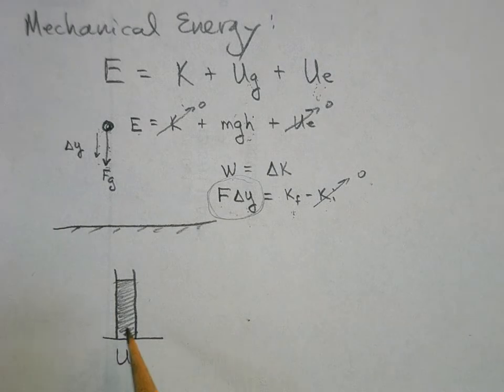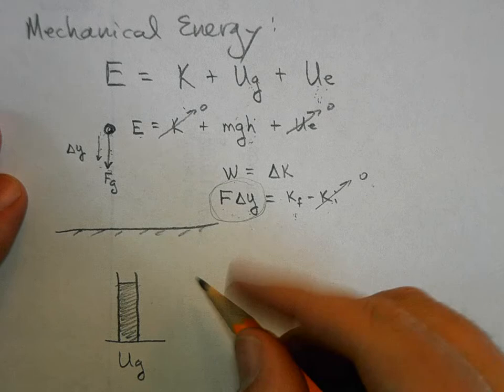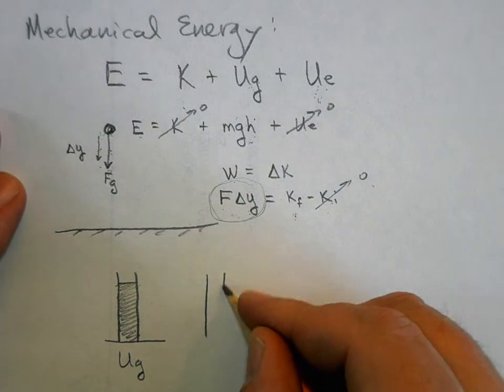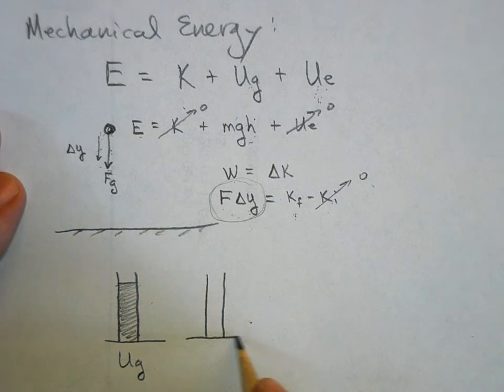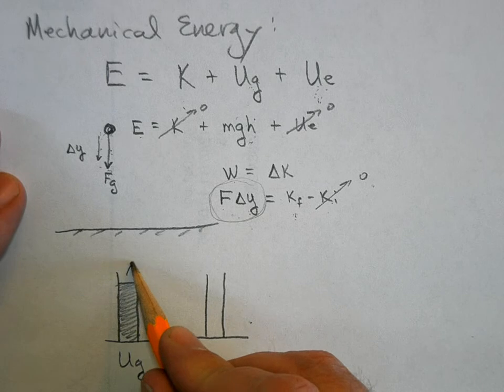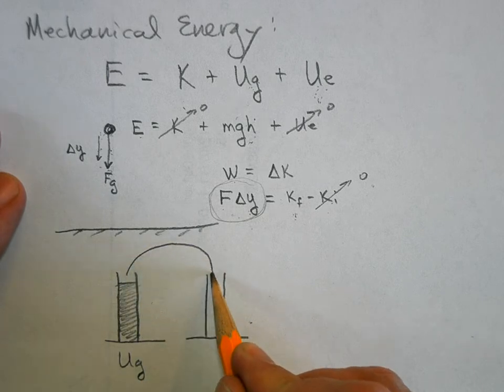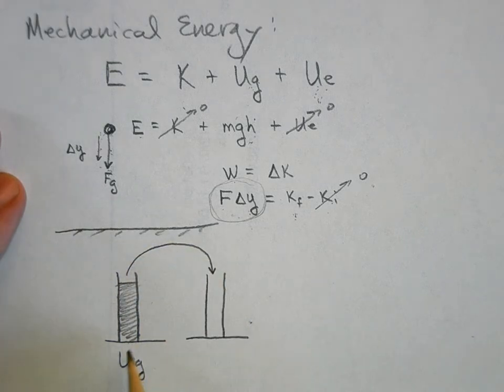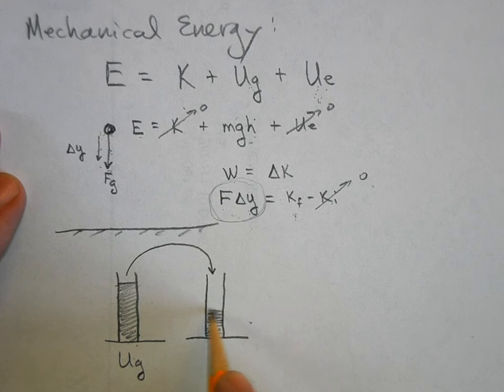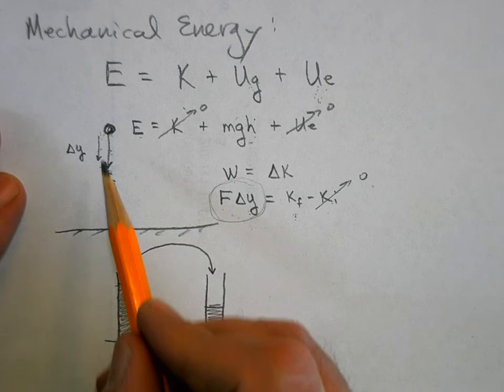It comes from the gravitational potential energy the ball had to begin with. So when gravity does positive work, it comes at the cost of my gravitational potential energy and transfers into my kinetic energy. Now let's suppose we're about halfway down.